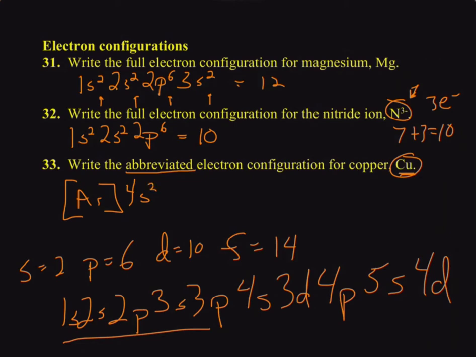And then the next thing on our list down at the bottom here is 3d. 3d can hold up to 10, but argon was 18. That's element number 18. So that covers the first 18 electrons. Then I have the 2 more in the 4s. That's 20. Copper is element number 29, so I only need 9 more electrons there, even though I could have 10. So that's the 29 electrons that a neutral copper atom would have.